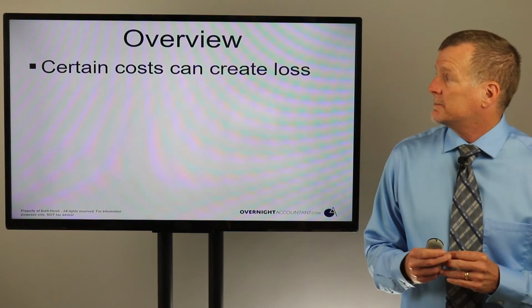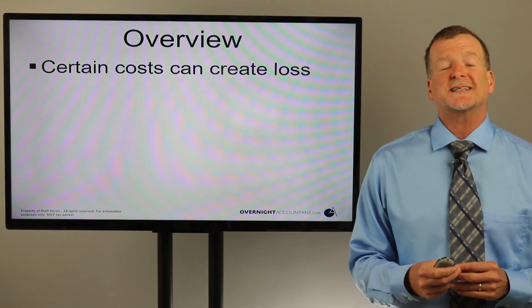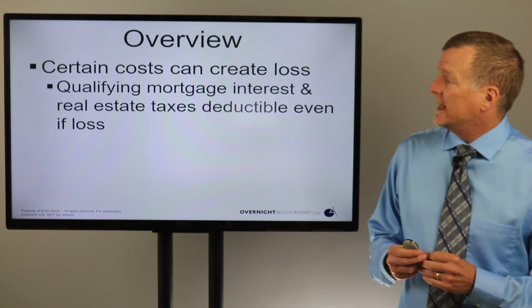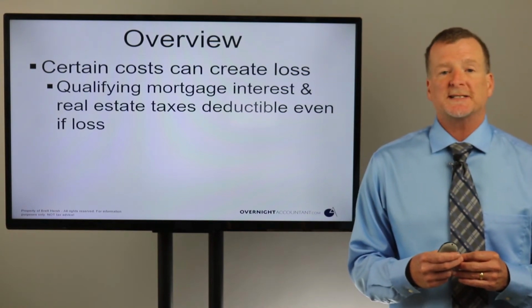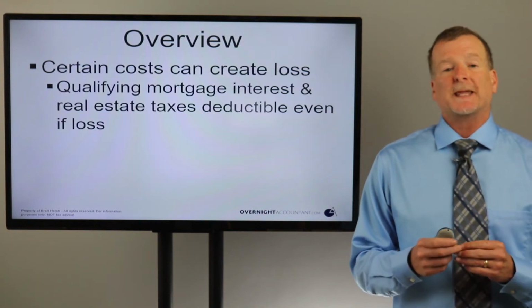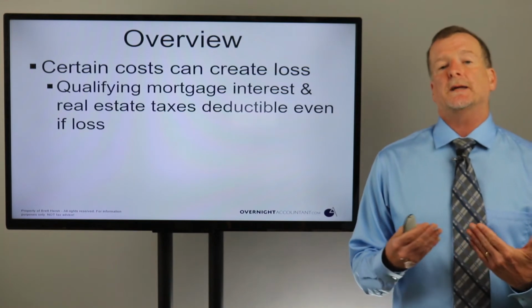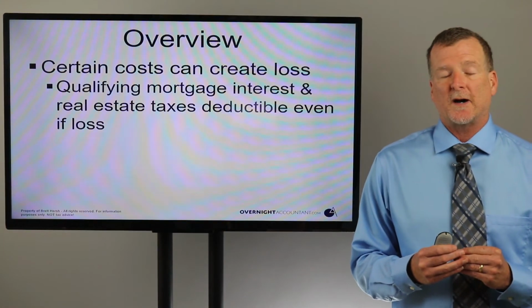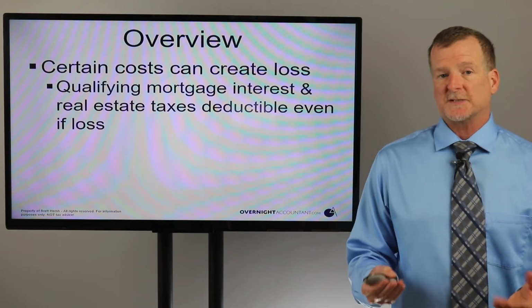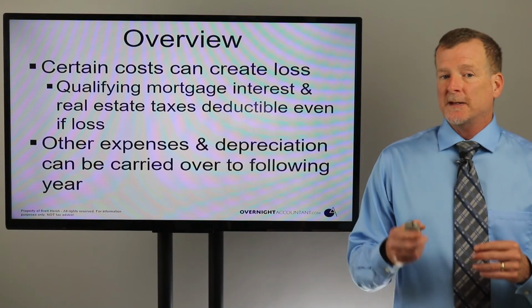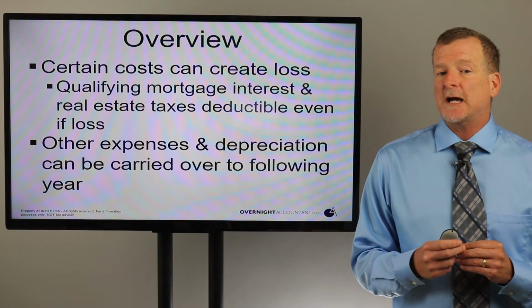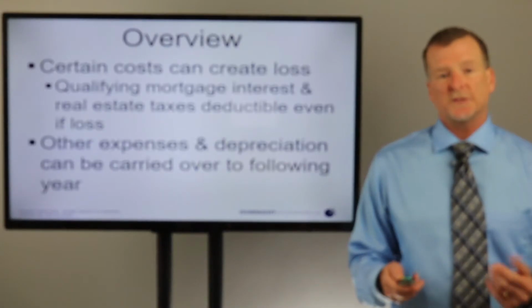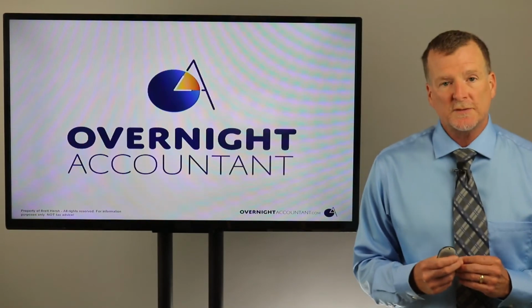With the actual cost method, certain costs can create a loss. These costs are qualifying interest and real estate taxes relative to the home office. They can be deductible even if they create a business loss, unlike the simplified method, which cannot be used to create a loss, and you lose any losses created because of the simplified method. Other expenses and depreciation, however, must be carried forward into the following tax year, and that's why it's so important that you use the same software each year, or you're going to lose that deduction.